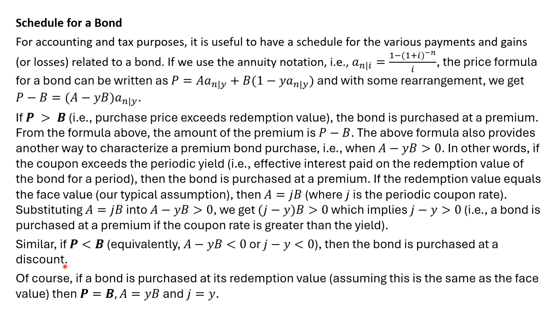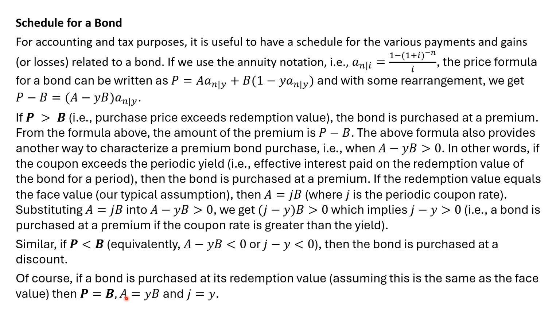That's when you purchased at a discount. Then A minus YB is less than 0. So the coupon is less than the periodic yield in this case, and the coupon rate is less than the yield. And any one of these three conditions would tell you that the bond has been purchased at a discount. And then if P equals B, that means you've purchased the bond at par.